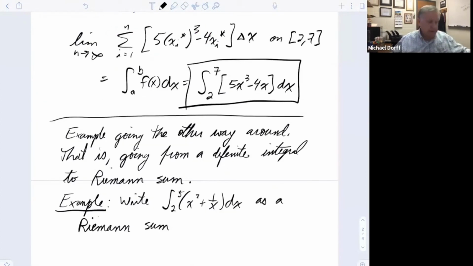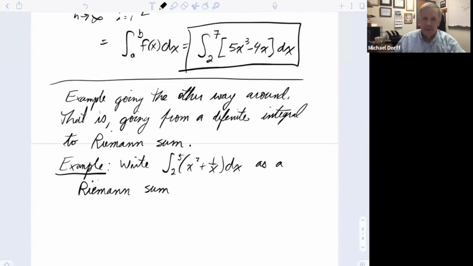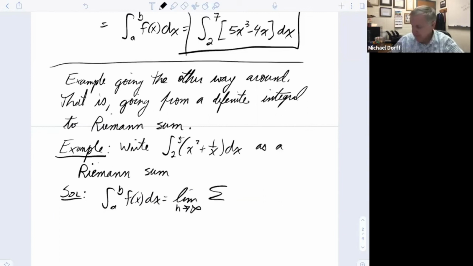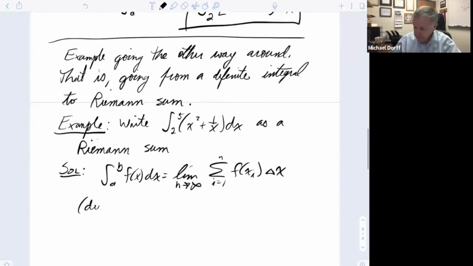And again, this is a German word. Riemann is a German name, and if you pronounce the E, when you have a word that's spelled IE, you pronounce the E first. So what do I do here? The integral from a to b of f of x dx is going to equal the limit as n goes to infinity of the sum i equals 1 to n of f of x sub i delta x. That's the definition of the integral.